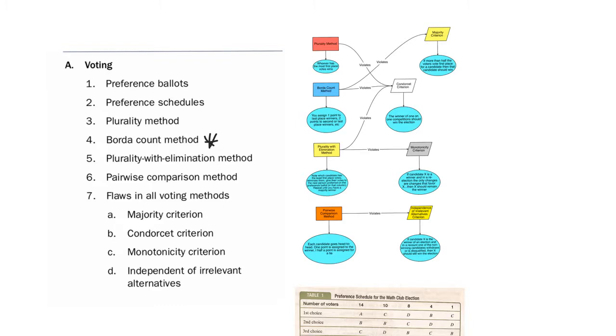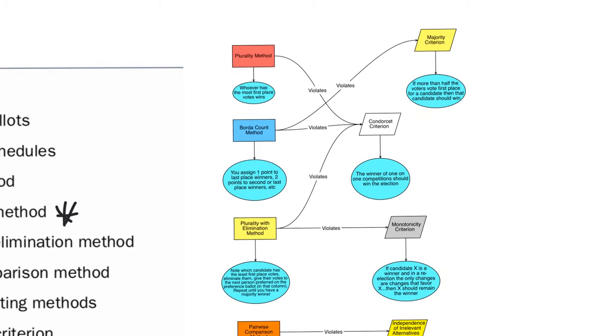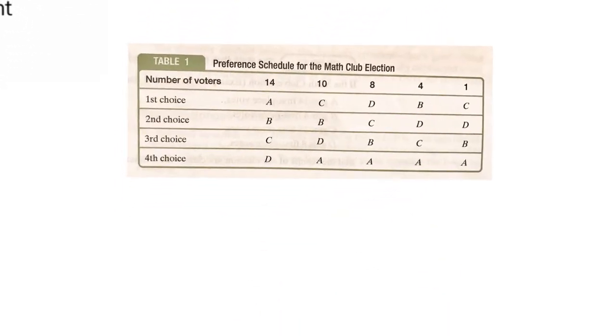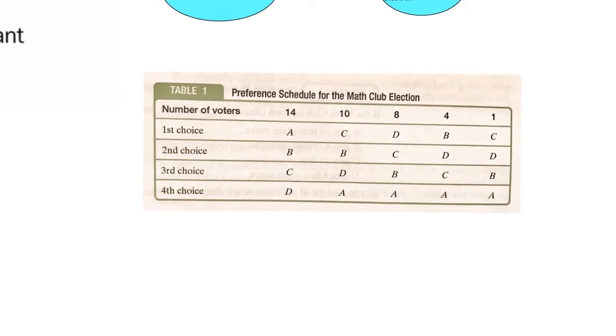Let's look at what the chart says here. So Borda count method, right here, you assign 1 point to the last place winners, 2 points to the second to last place winners, and so on. So it looks like there's a little typo there, but that's fine. So let's see who won by means of the Borda count method.